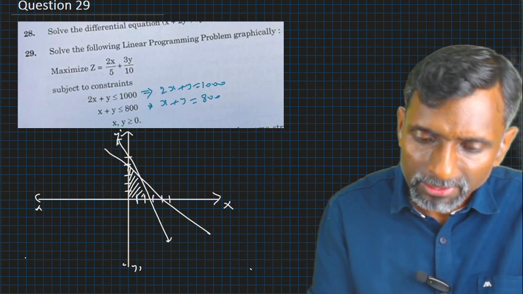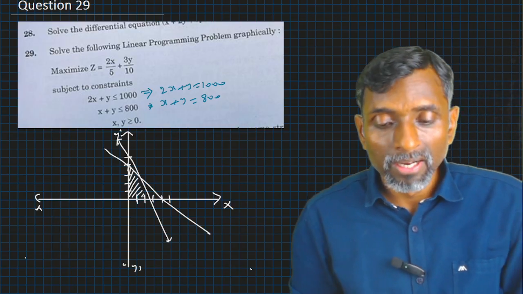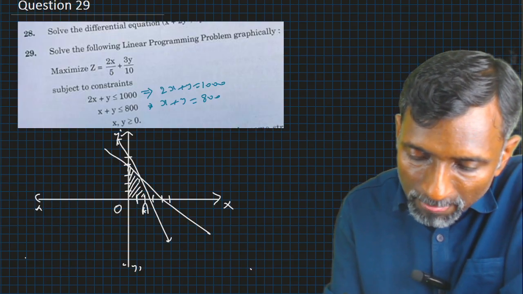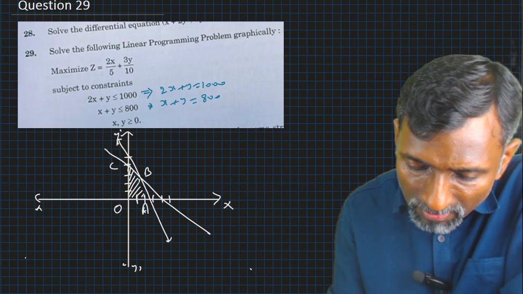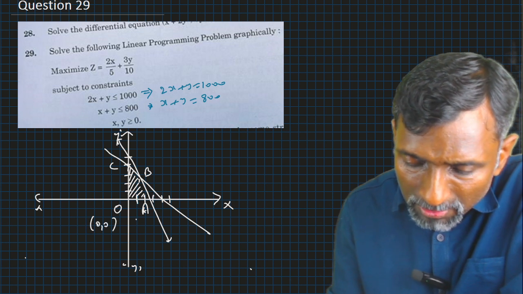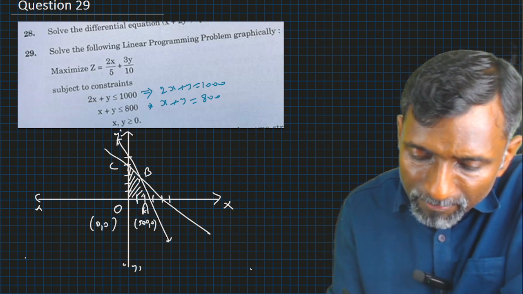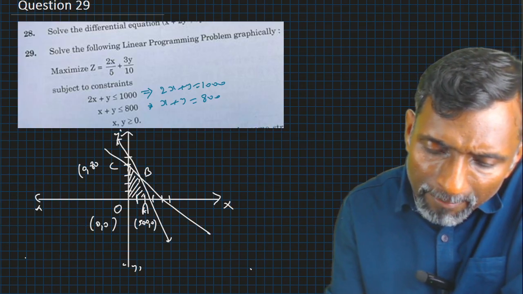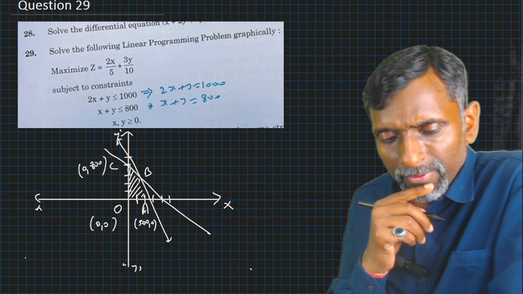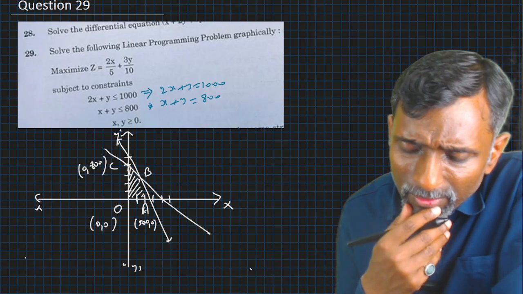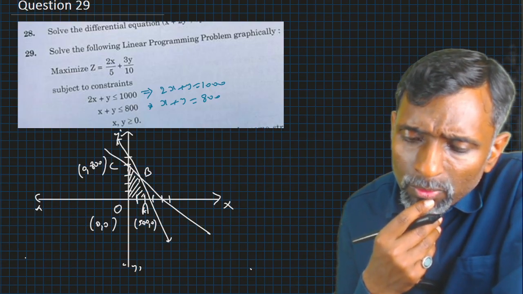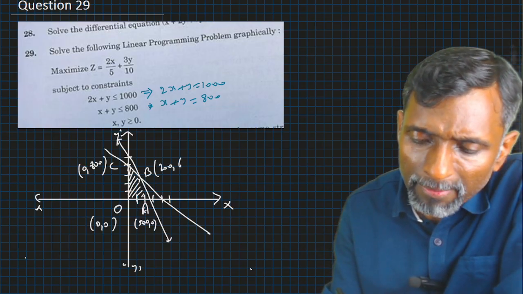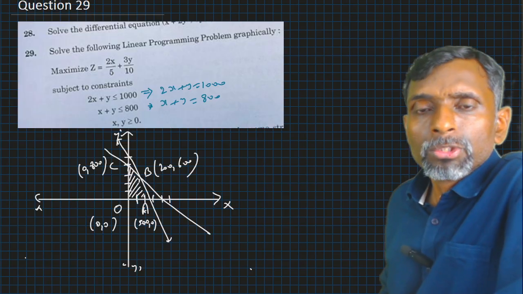Less than means towards the origin, and it is also given that x is greater than 0 and y is greater than 0, which means first quadrant. So we have to find these coordinate points O, A, B and C. O is 0, 0, A is 500, 0, and C is 0, 800, and B we can quickly solve: x is equal to 200 and y is 600. So it is 200, 600. So we got the corner points.